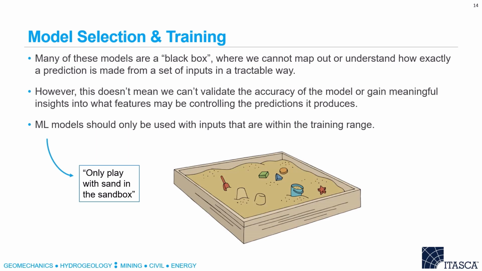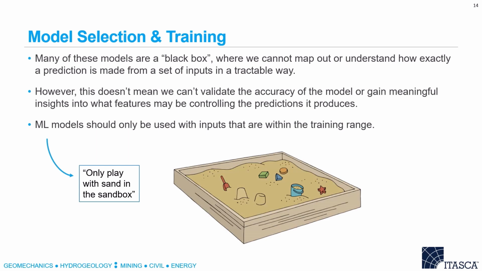Many of these models are a black box, where we essentially can't map out or even understand how exactly predictions are being made. However, over the past decade, efforts have been made to peer into these black boxes and try to understand how predictions are made. One such technique is called heat mapping, used on trained neural networks. While we can't often fully understand how the inputs are exactly being used to predict our outputs, that doesn't mean we can't validate the accuracy of the model or gain meaningful insights into what features may be largely controlling the predictions. I will discuss this further during model evaluation and in discussing feature importance.